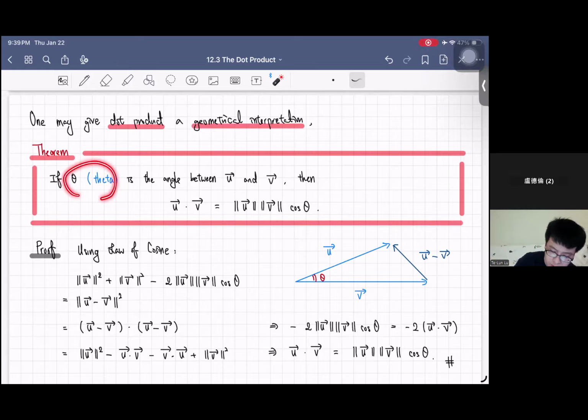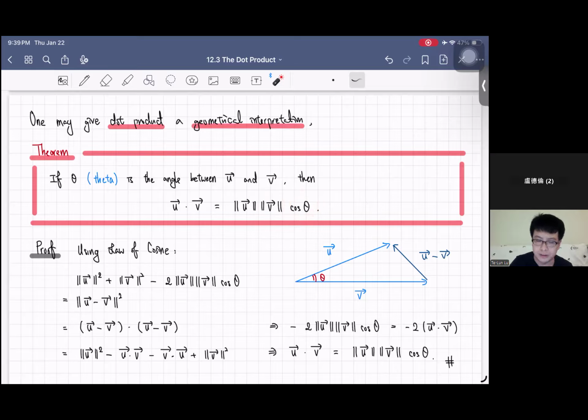So if theta, this is a Greek letter, it's called theta. We usually use that to represent angles. We also use alpha and beta to represent angles. In this case, it is theta. So if theta is an angle between u and v, then u dot v, the dot product, will be the magnitude of u times the magnitude of v times cosine theta. I hope you guys are familiar with trigonometric functions. So this is cosine theta.